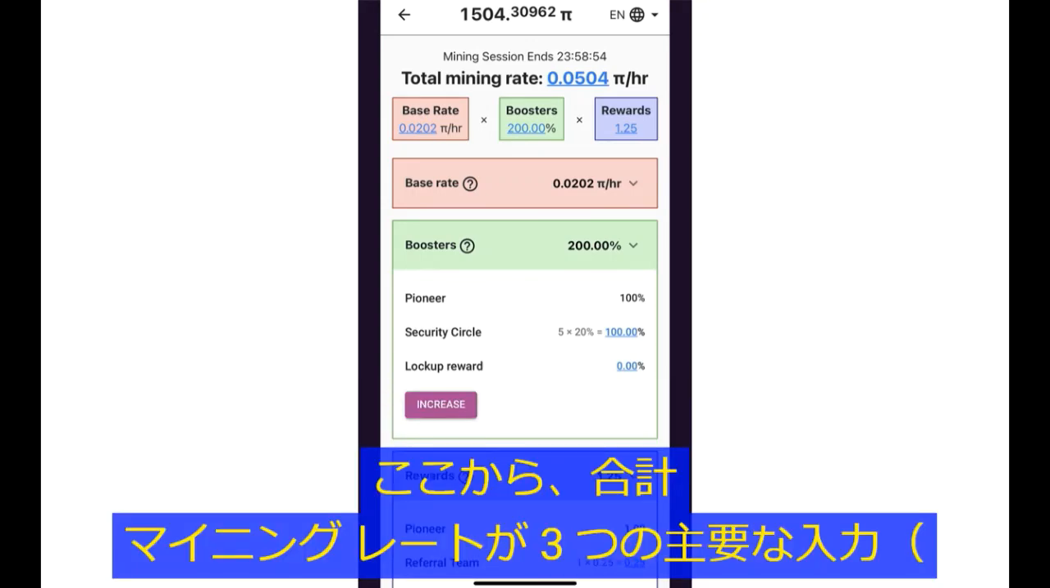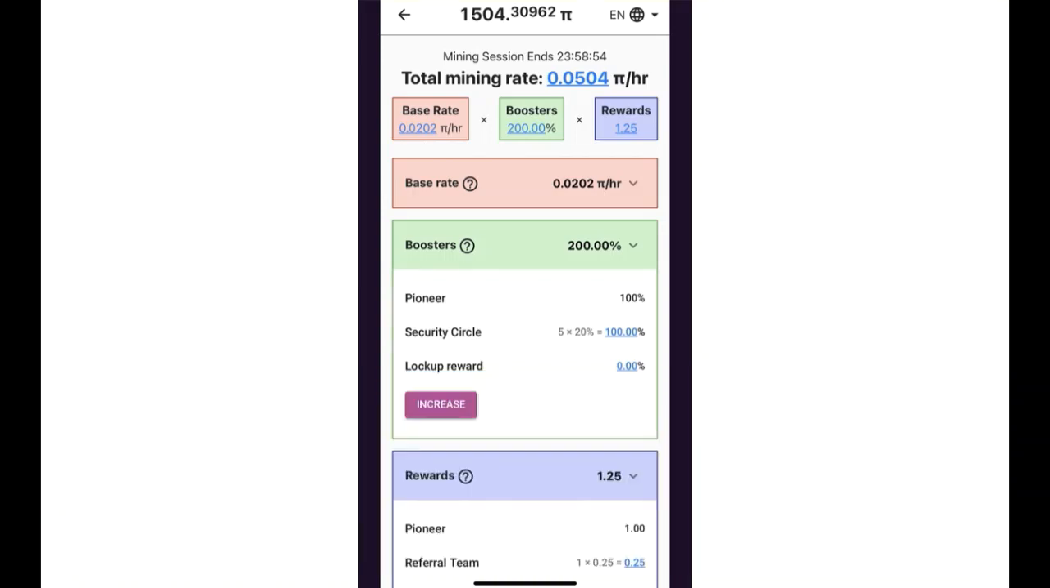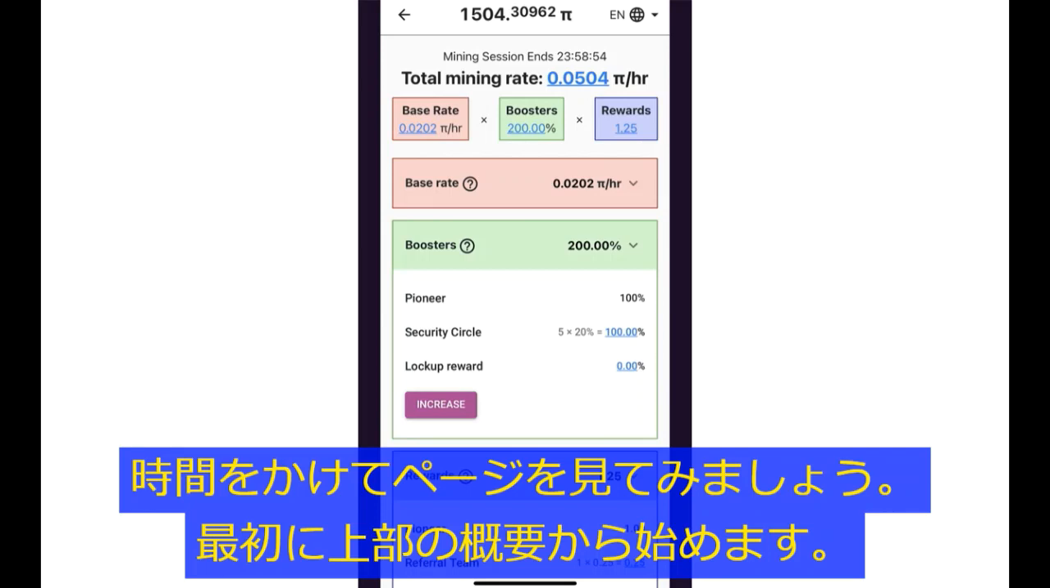From here, you can understand how your total mining rate is calculated from the three main inputs, base rate, boosters, and rewards, and explore and interact with each of them. Let's spend some time exploring the page. We'll start with the summary at the top.